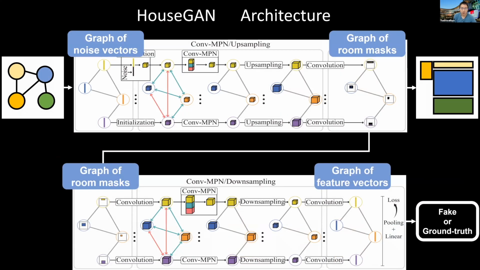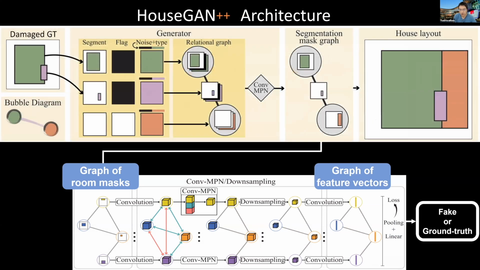So for the overall architecture, this is our previous architecture, the HouseGAN architecture. HouseGAN++ is very simple. The top portion, this part, is kind of the same. Just for each node, add the segmentation mask. And for some nodes, we allow not to pass the previous segmentation mask. It's represented as this black image or white image.